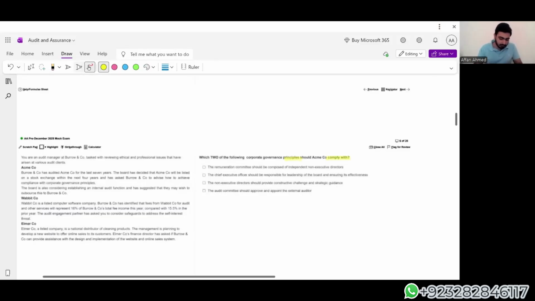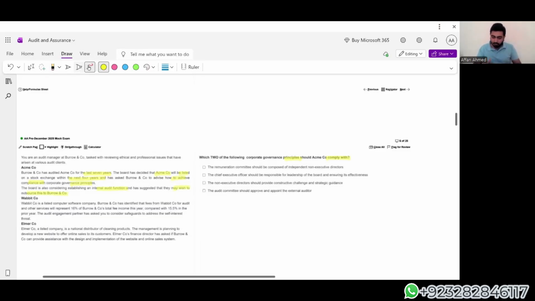Burrow and Co has audited Acme company for the last 7 years. The board has decided that Acme company will be listed on a stock exchange within the next 4 years. So they are going for a listing. So that means they have to have a very keen structure of the board. And it has asked Burrow and company to advise how to achieve compliance with corporate governance principles. The board is also considering establishing an internal audit function and has suggested that they may wish to outsource it to Burrow company. Okay, let's read.